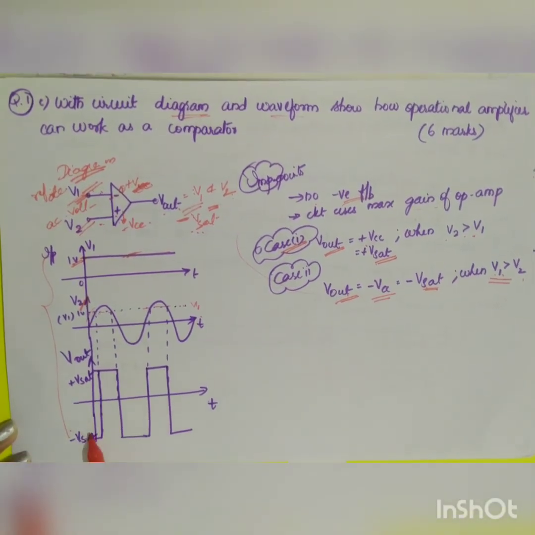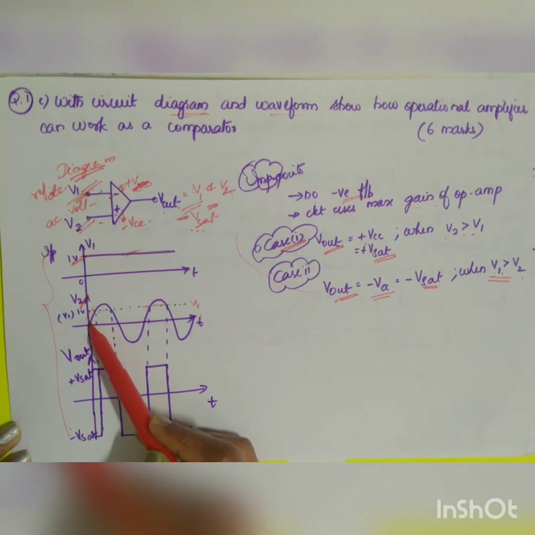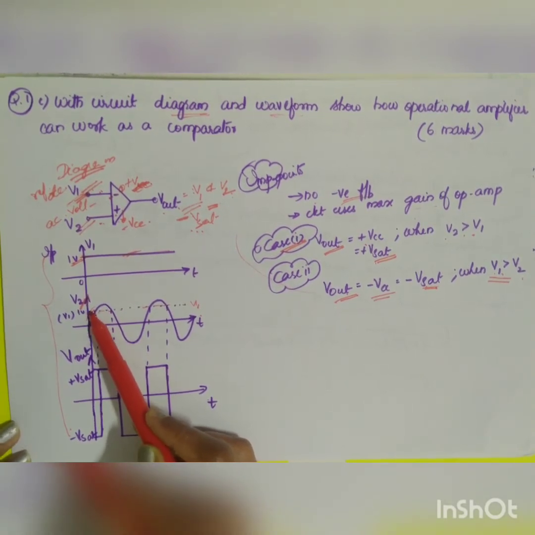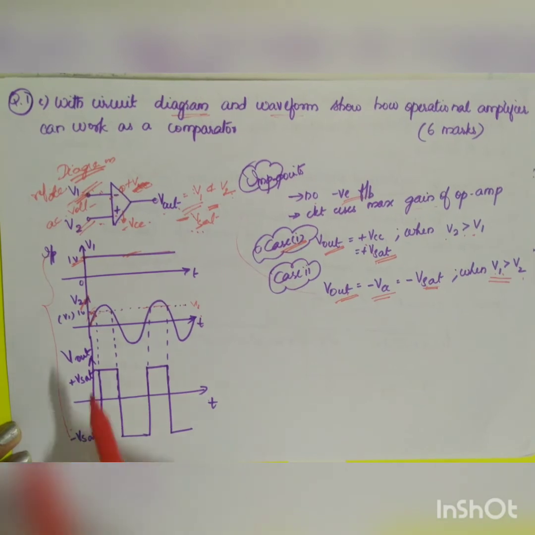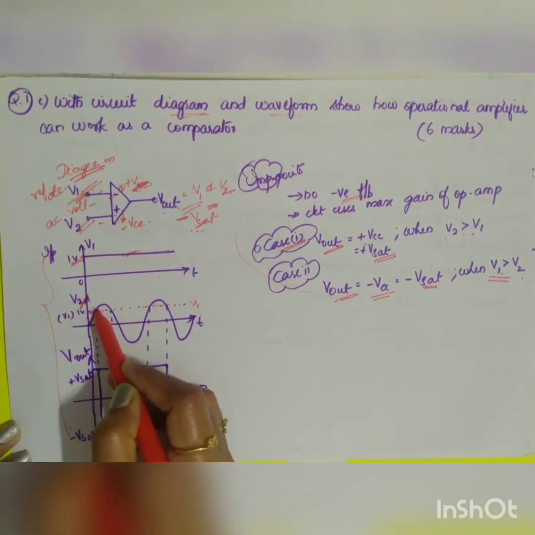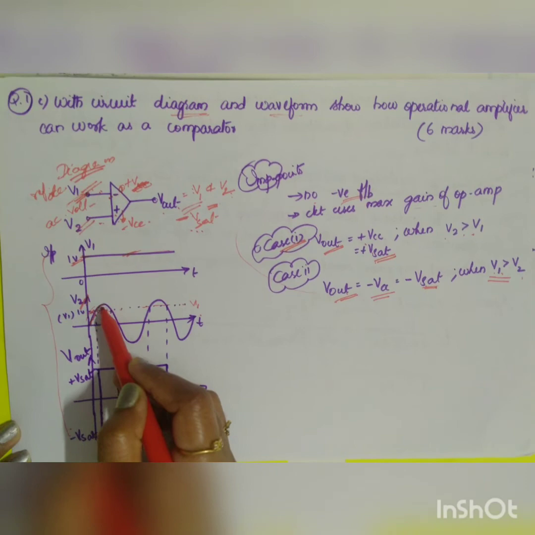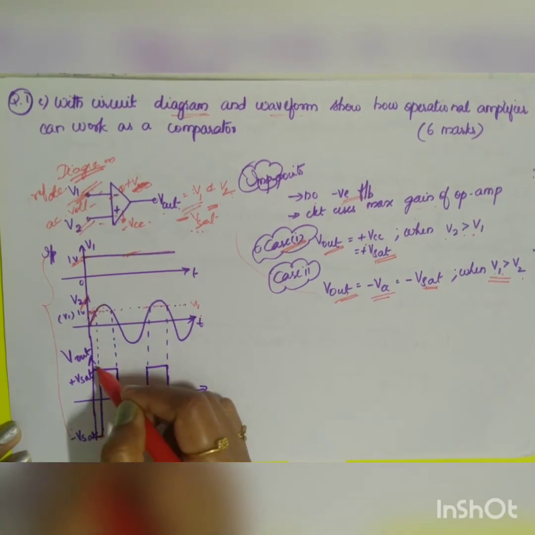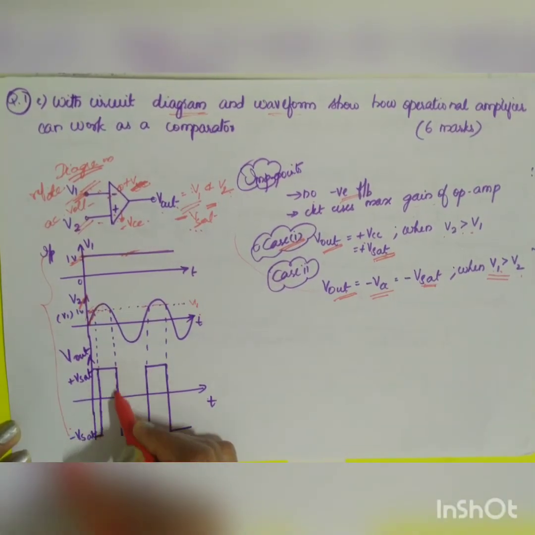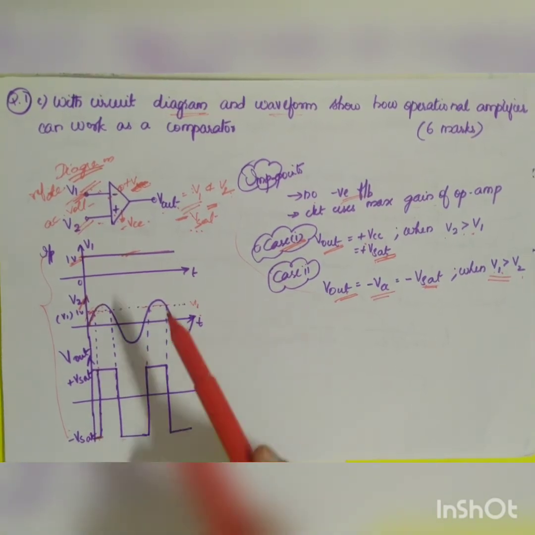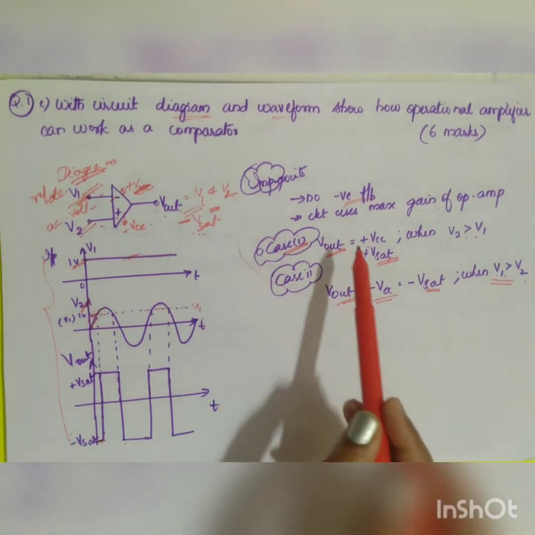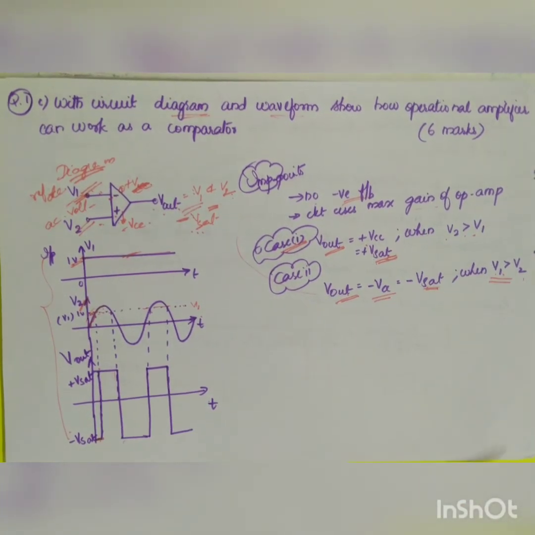The same is given in this diagram. See here. In this case, what is happening? Your sinusoidal voltage is less than that of your V1, right? So when V1 is greater, your output will be minus VSAT. Once your sinusoidal signal is greater than 1 volt, it will switch from minus VSAT to plus VSAT. That is how you are getting the output. So this is your corresponding input and output along with your circuit diagram and explanation, which will give you 6 marks.